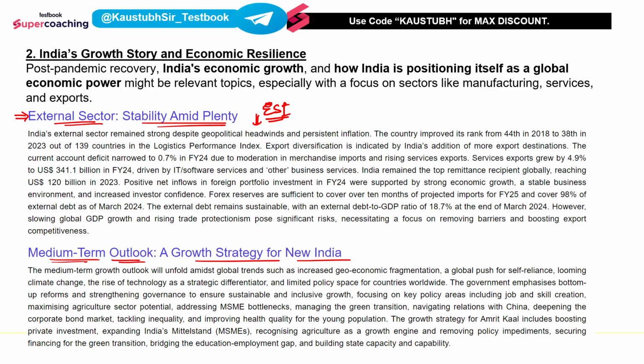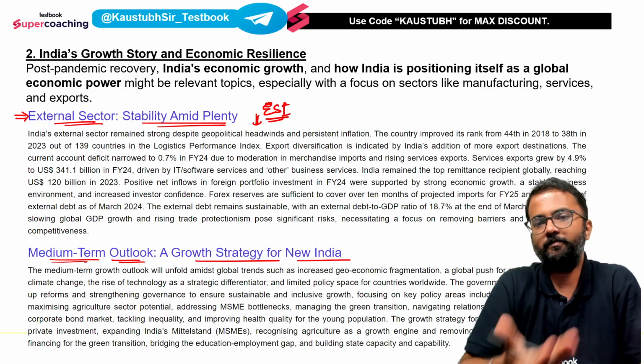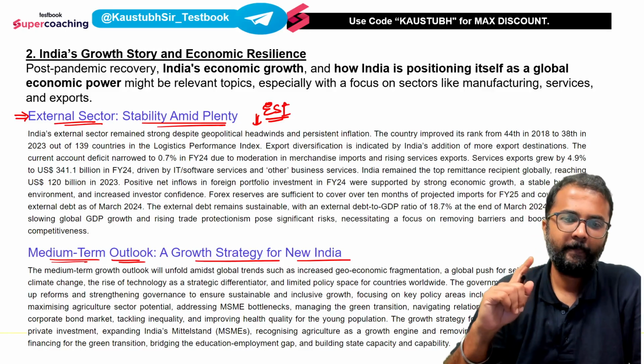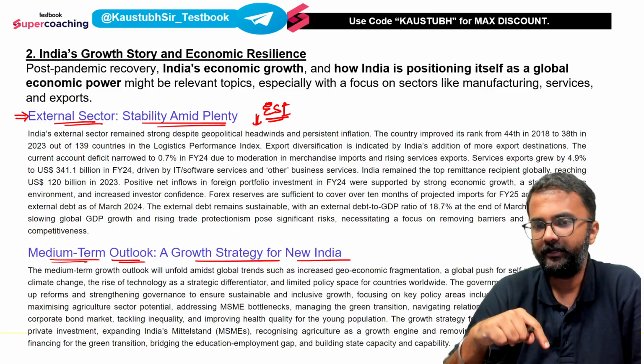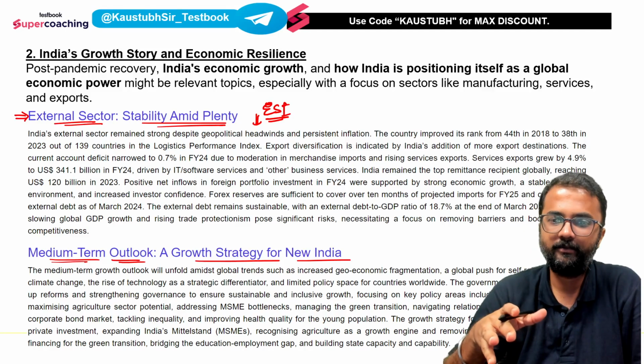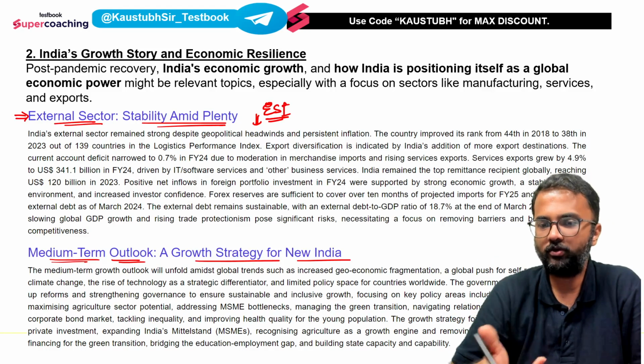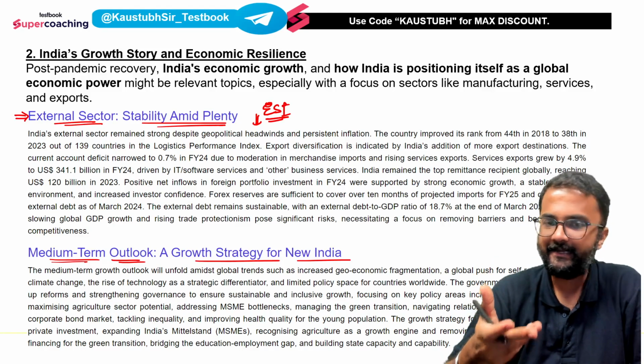More than 40-50 pages long document is actually there, but it is impossible to cover each and every page in this particular session. So I will also provide you the link in the description. You can check out that document. You can go through that document and make pointers, make notes for your ideal essays.